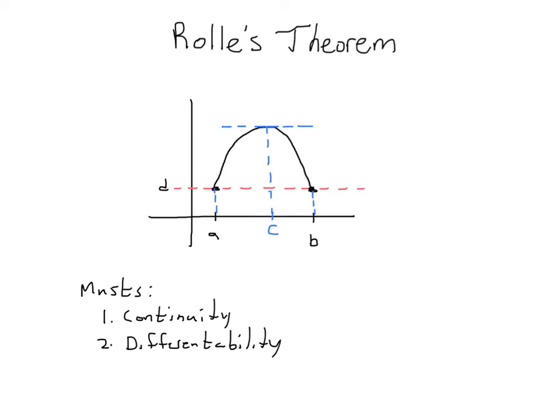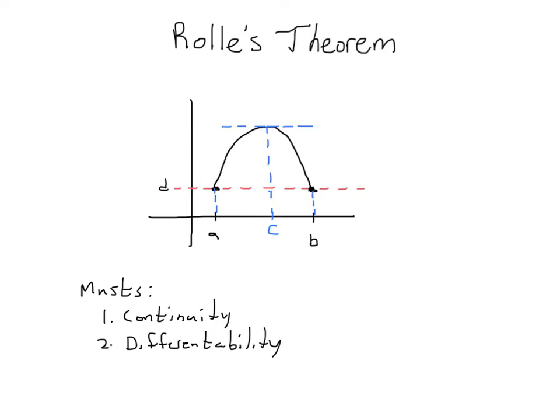Here's a graph that will illustrate Rolle's theorem. We have a function that is differentiable and continuous on the interval from a to b. You'll notice that f of a and f of b are both equal to this number d, so they are equal. And what Rolle's theorem says is that, as long as a function is continuous and differentiable, it has to start at a, eventually level off, and come right back down to b.